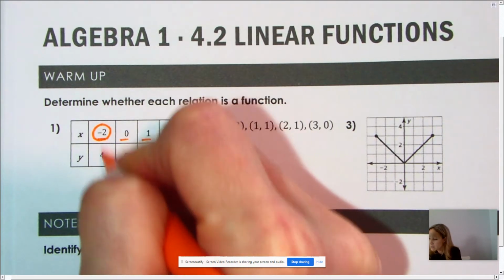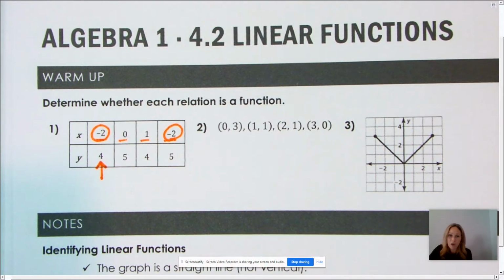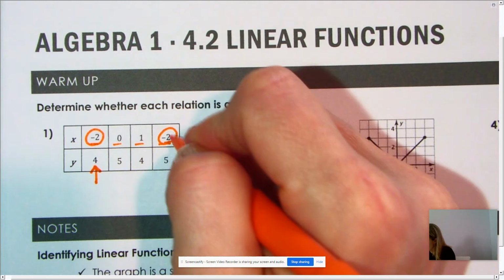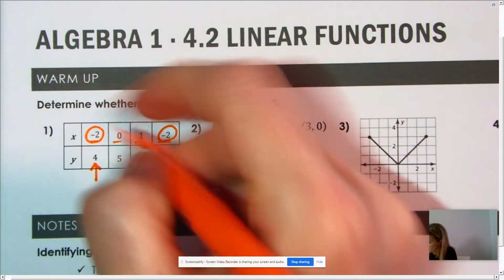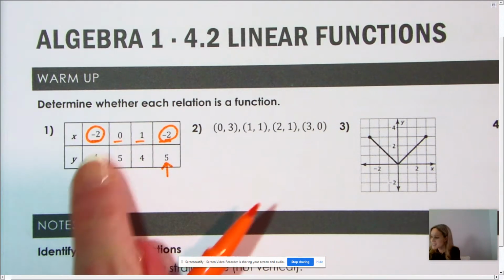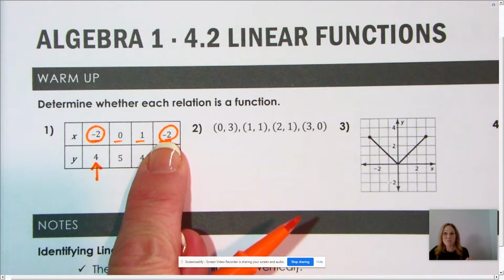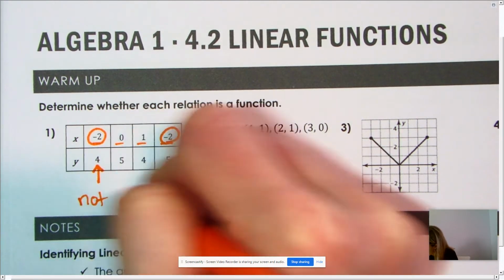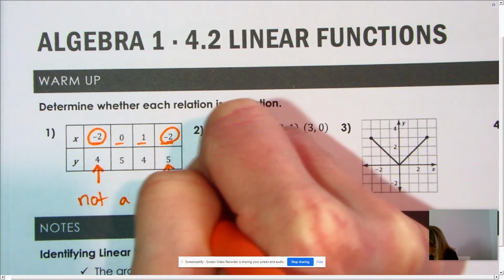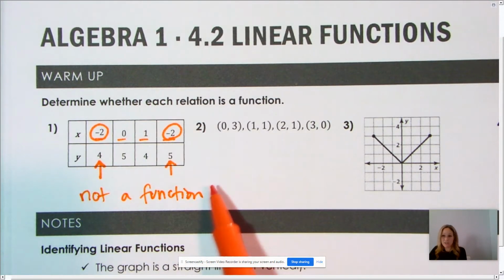Well, the first time I plugged in -2, it put out a 4. The second time I plugged in -2, it put out a 5. Okay, so this one would not be a function because it gave me two different answers for the same exact input. The way that a function behaves is every input that I put in will give me only one specific output. Anytime I put the same input in, it should give me the same output out. Okay, so this one is not a function because -2 has two different outputs.